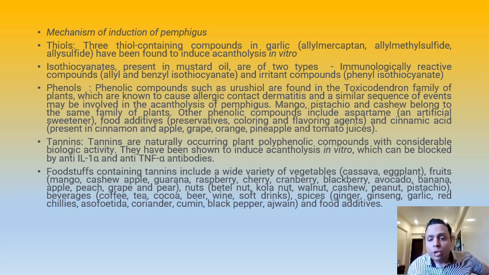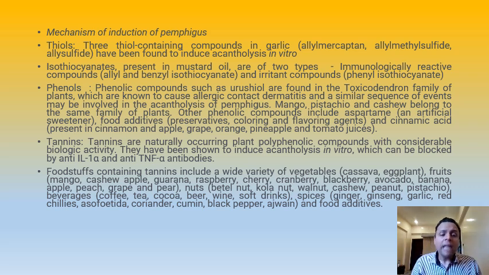Phenolic compounds such as urushiol. You know, urushiol is present in the toxicodendron family of plants, which are known to cause allergic contact dermatitis. You remember the poison ivy and all these things, they can cause blistering. A similar event can be expected in acantholysis of pemphigus, because phenolic compounds can cause acantholysis. Mango, pistachio, cashew again belong to the same family of plants. Other phenolic compounds like aspartame, that artificial sweetener which you are using, are not good for them. Food additives like coloring agents, preserving agents, cinnamic acid, even present in cinnamon, apple, grape, orange, pineapple, and tomato juices, have phenol. So please remember phenol. Avoid phenol.